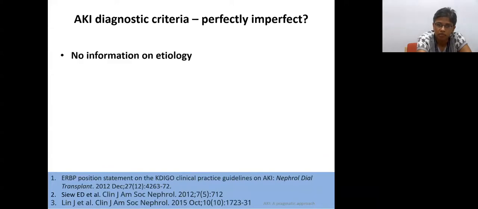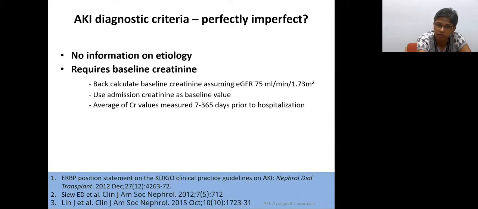What are the problems with this diagnostic criteria? First of all, although it helps you diagnose the AKI, it doesn't give you any information about its etiology. And we know from clinical practice that often the prognosis of an AKI depends on what caused it in the first place. Also, we require a baseline creatinine. This is often a problem when patients come to us first. They may not have a baseline creatinine.